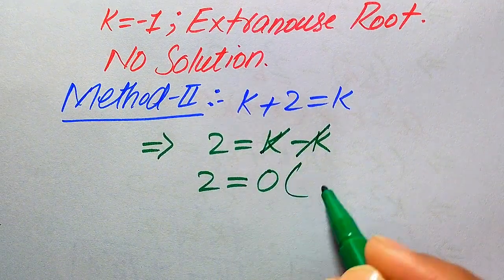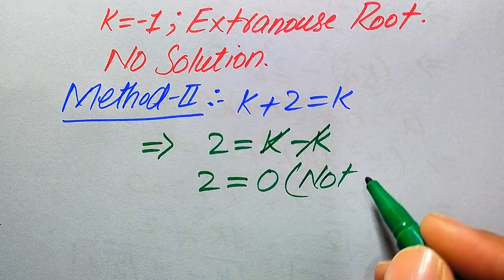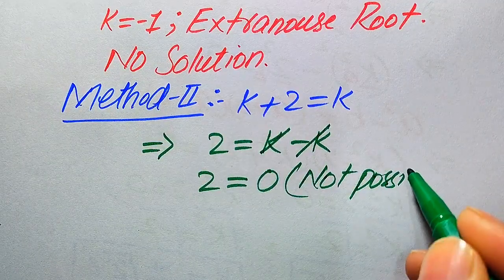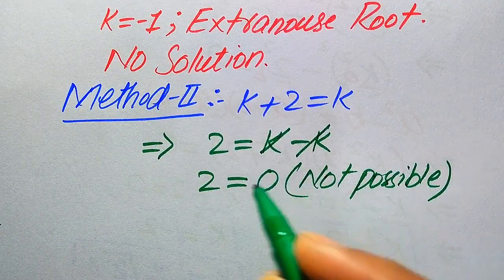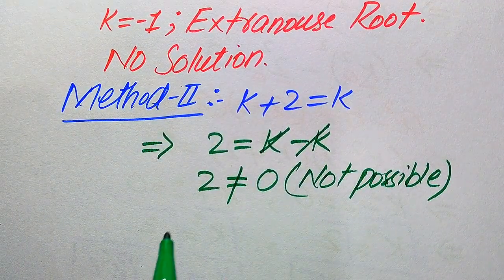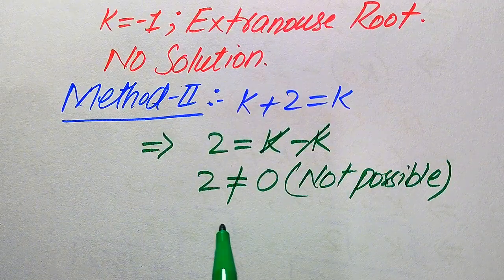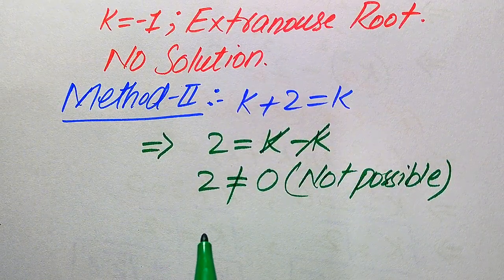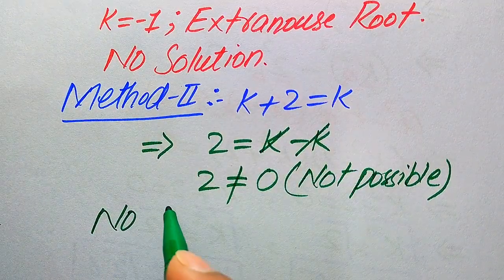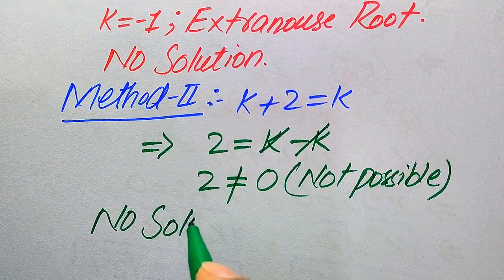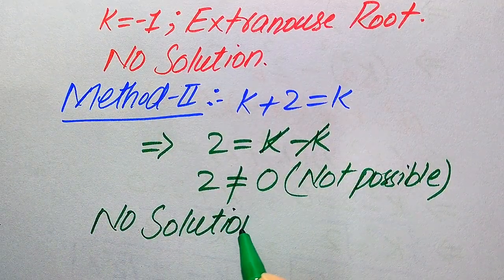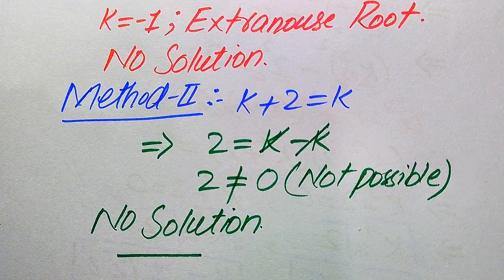You see that 2 = 0, and again this is not a possible case. It is not possible that 2 equals 0, and you see we cannot get any value of k in the second method. So this means that this question has no solution, because we cannot get any value of k which satisfies our given question statement. So this is the final conclusion about the solution set of this problem, and this is the final answer.